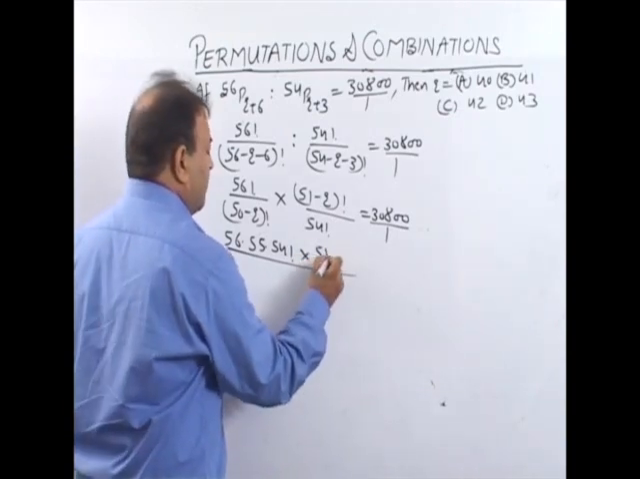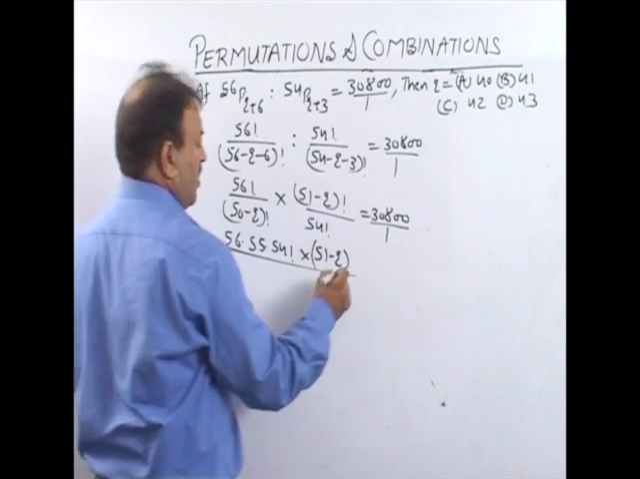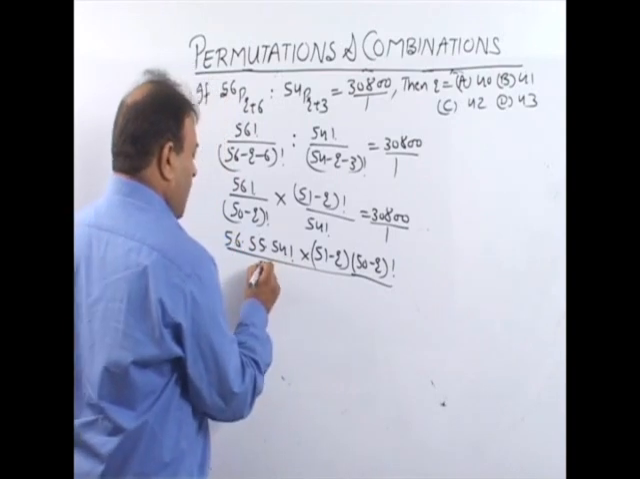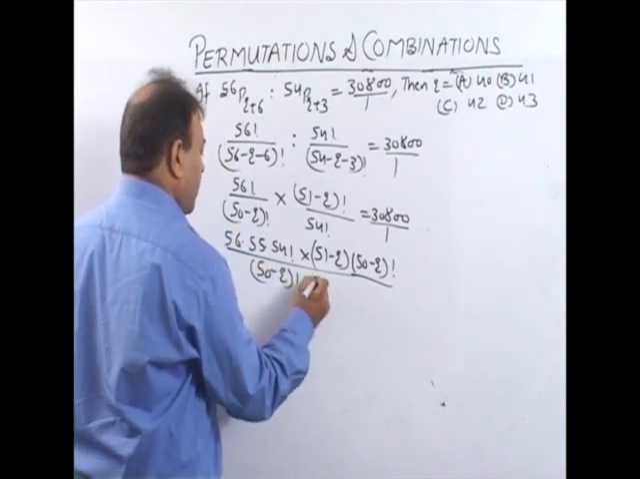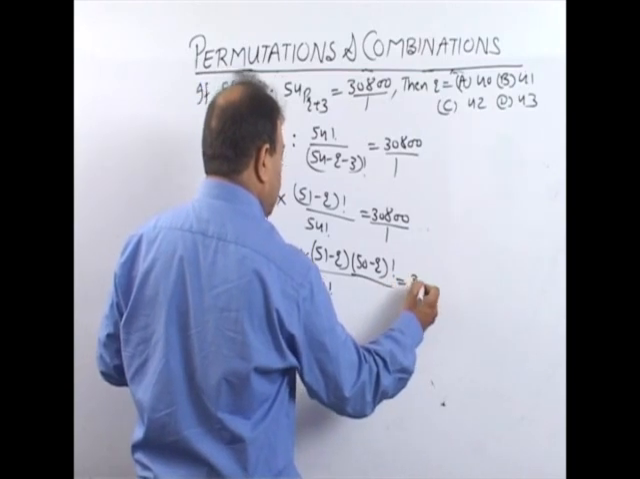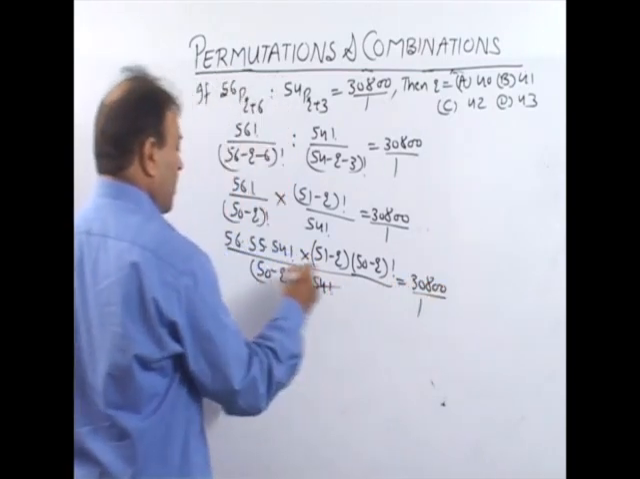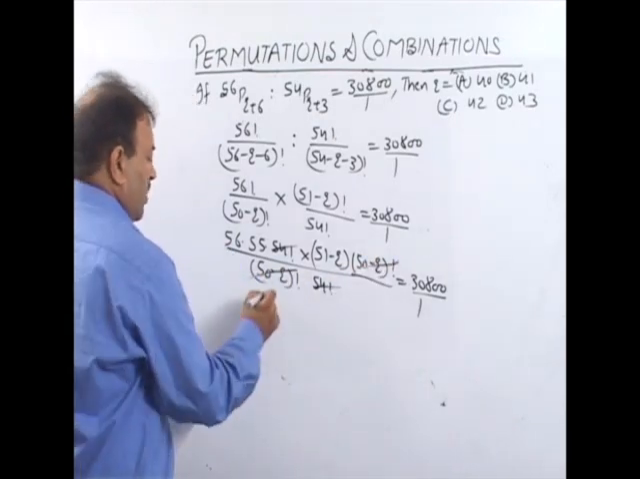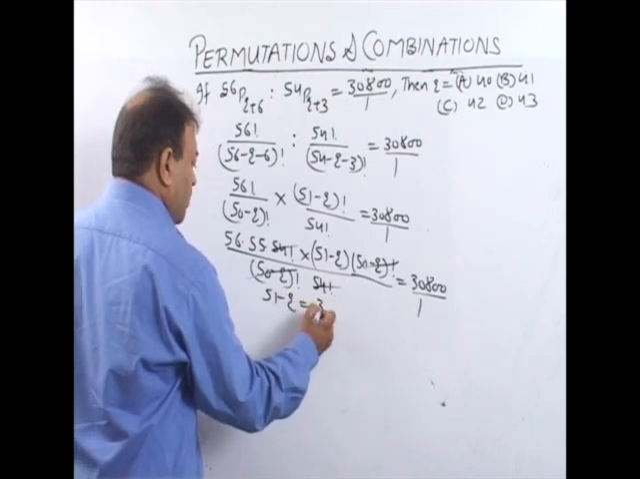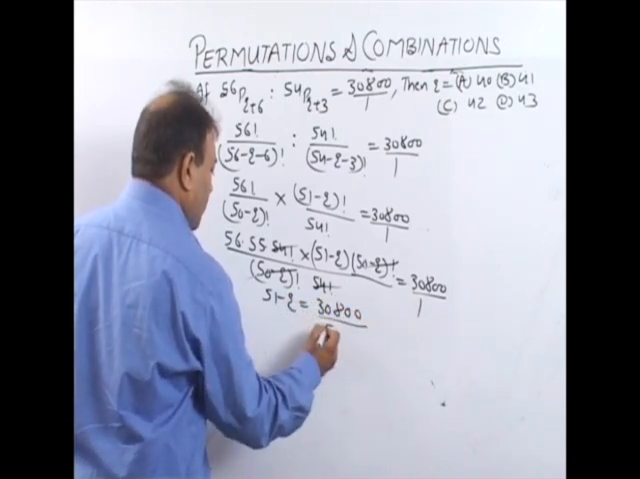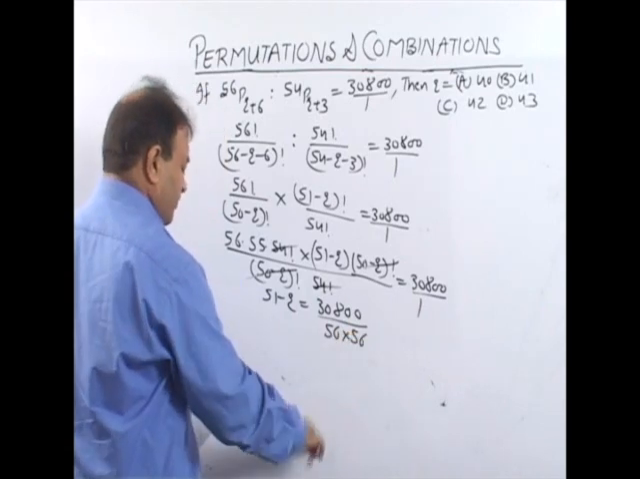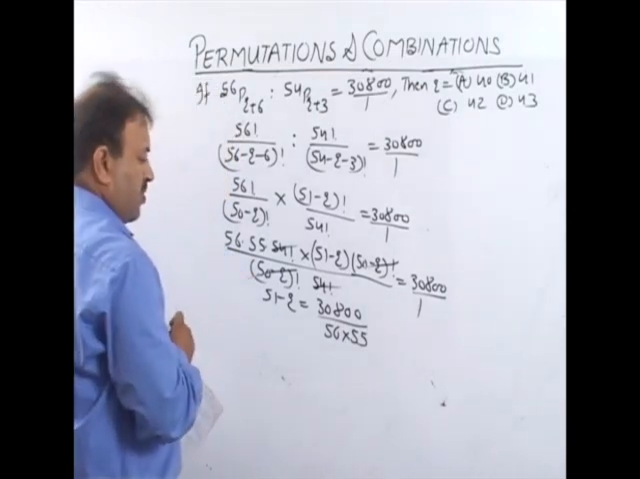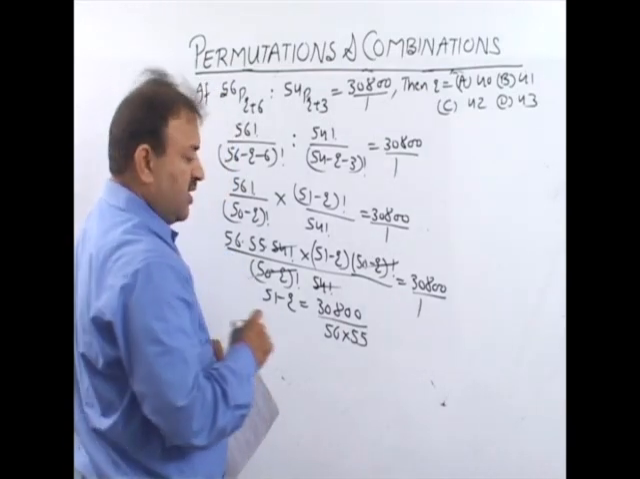So we just converted (51 minus r) into (50 minus r) factorial upon (50 minus r) factorial into 54 factorial. It is 30800 upon 1. 54 factorial cancel out, (50 minus r) factorial cancel out. Now it is 51 minus r is equal to 30800 upon 56 into 55. Now the method is clear.